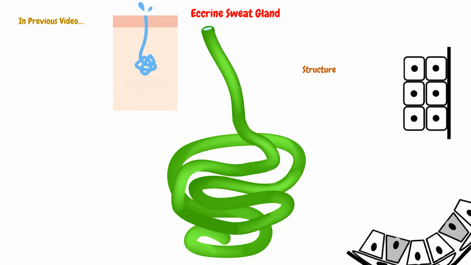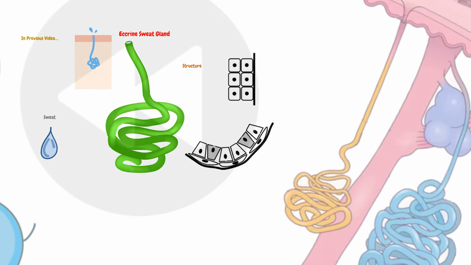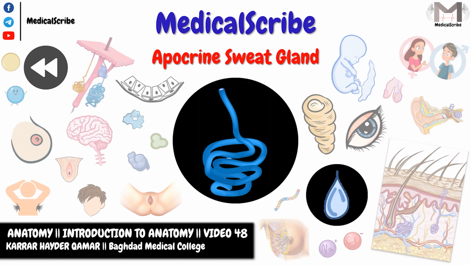In the previous video, we talked about the first type of the sweaty glands, which is the apocrine sweaty gland. We talked about its structure and the sweat that's secreted by these glands, while today we will talk about the second type of the sweaty glands, which is the apocrine sweaty gland.